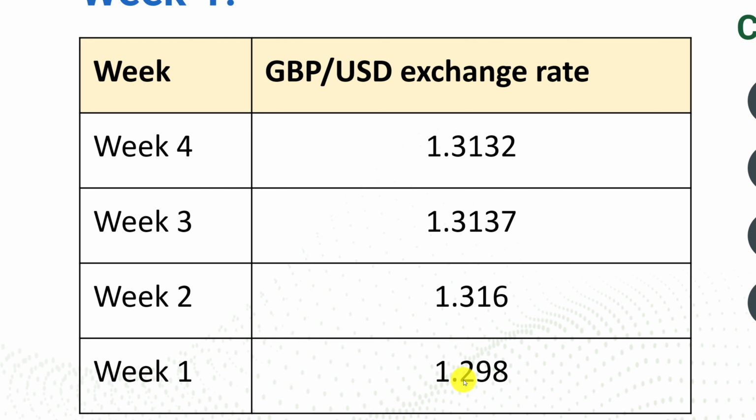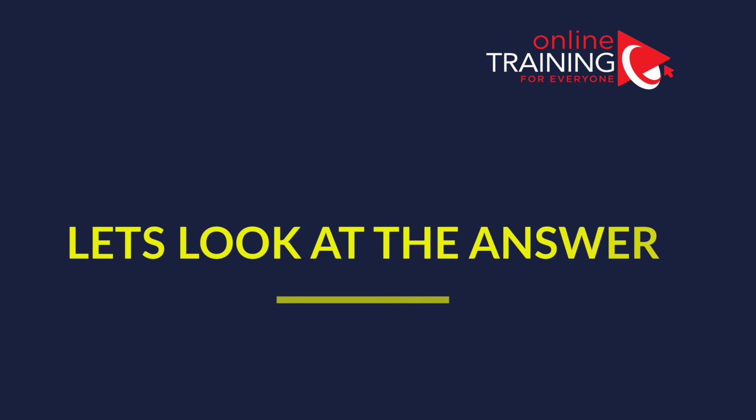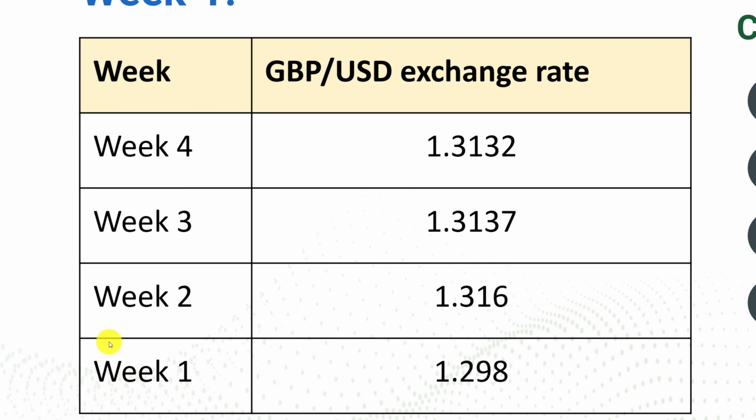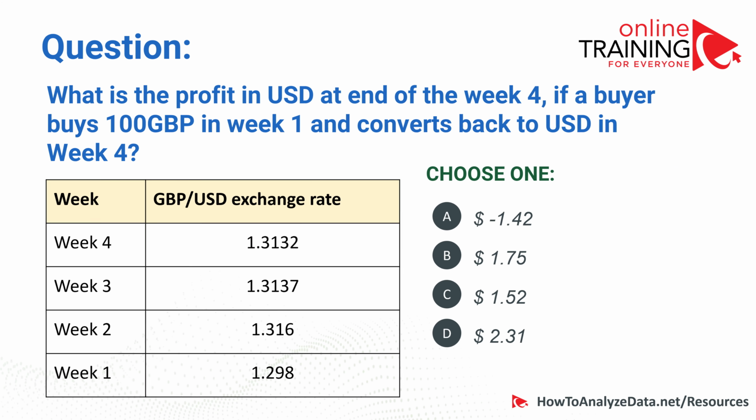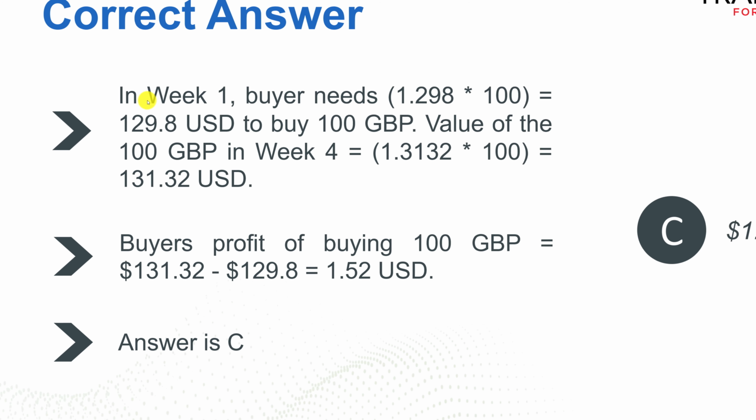In week 1, the conversion rate is 1.29, and in week 4, the conversion rate is 1.3132. Which one do you think is the right answer here? To get to the right answer, you need to calculate the total sum of US dollars in week 1, and then you need to convert it back to US dollars in week 4. Ultimately, week 2 and week 3 values are irrelevant here because you're holding through weeks 2 and 3. And this is how you do the calculation.